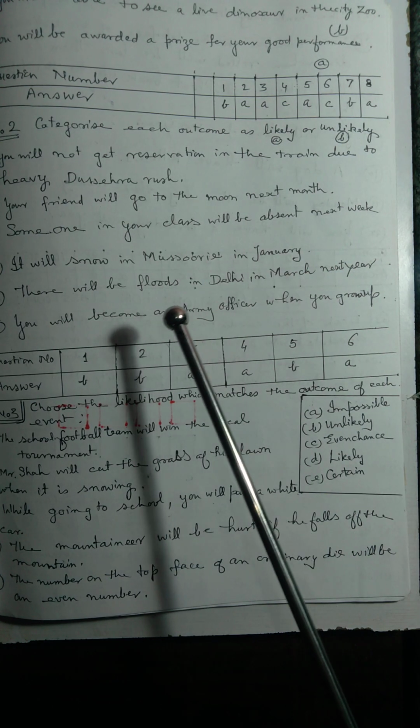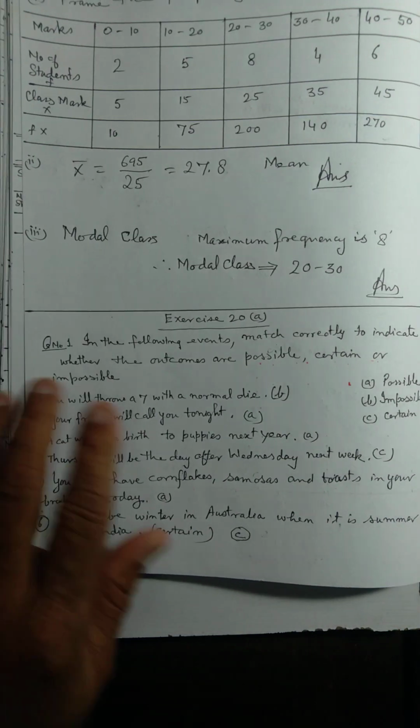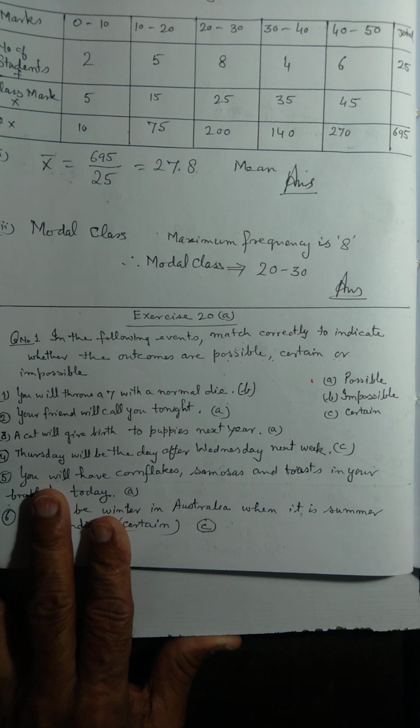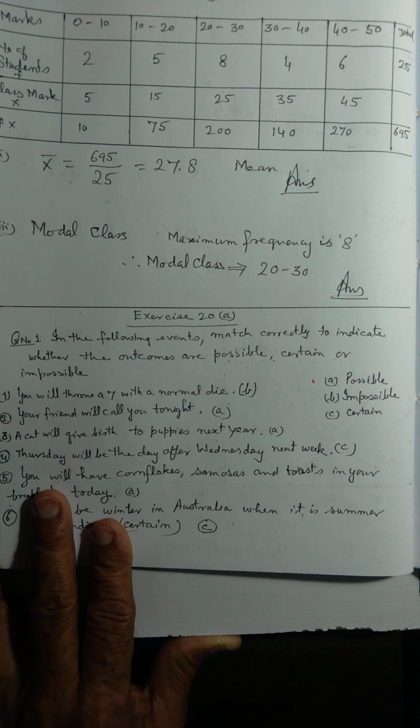Now come to question number 37. You see, the histogram below represents the scores obtained by 25 students in a mathematics mental test. Use the data to frame the frequency distribution table, to calculate the mean, and third, to determine the modal class.